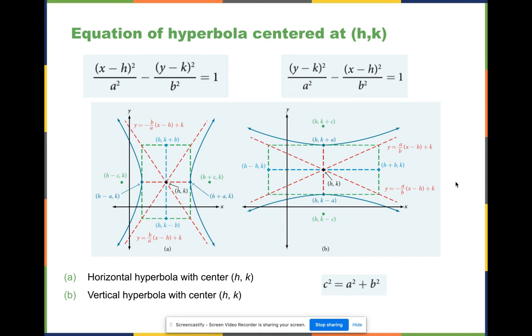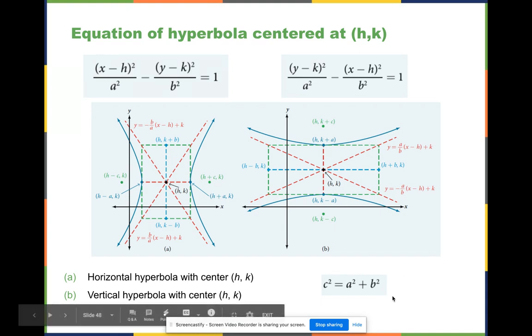And what if we shift them? What if the center is not at the origin? Everything is just the same, except the equations, if it's centered at (h, k), just like we've done with circles, ellipses, any equation, right? It's x minus h, y minus k, or y minus k squared, x minus h squared, right? The math for these things gets a little bit more complicated, but the concept is exactly the same. C squared is still a squared plus b squared, okay?